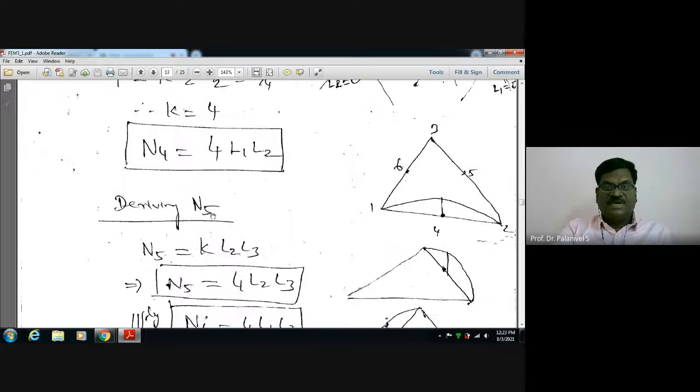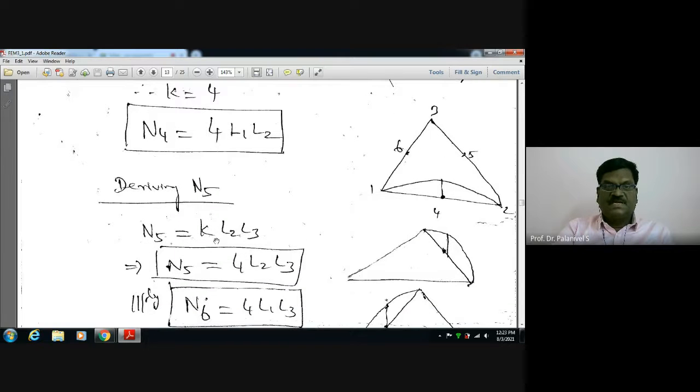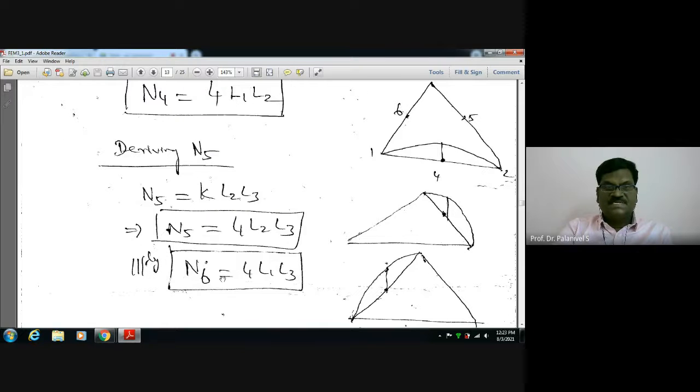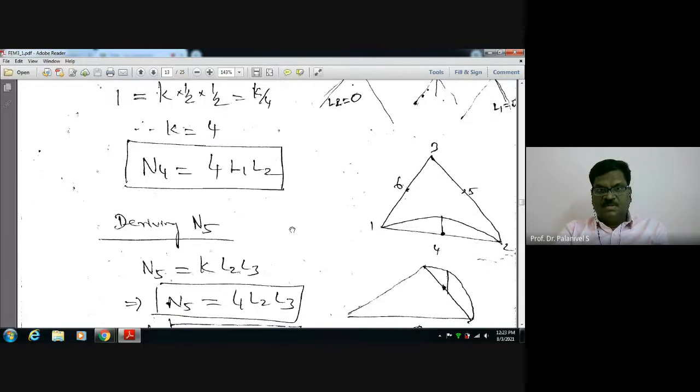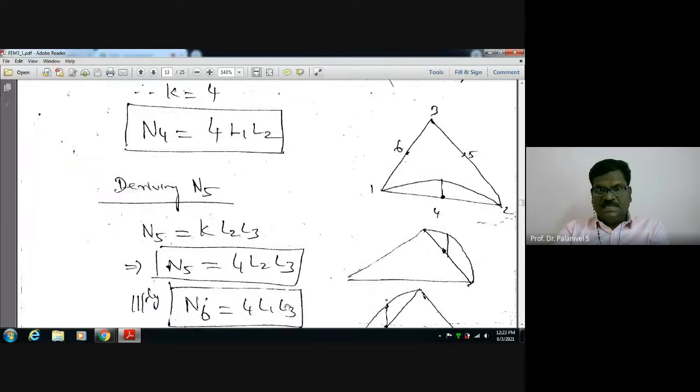Okay. Deriving N5. Similarly, we can write N5 equal to 4 into L2, L3. Similarly, N6 equal to 4 into L3, L1. How L2, L3? L1, L2, and then L2, L3, then L3, L1, right? In that order. L1, L2, L3 is there. L1, L2, L2, L3, and then L3, L1, right?